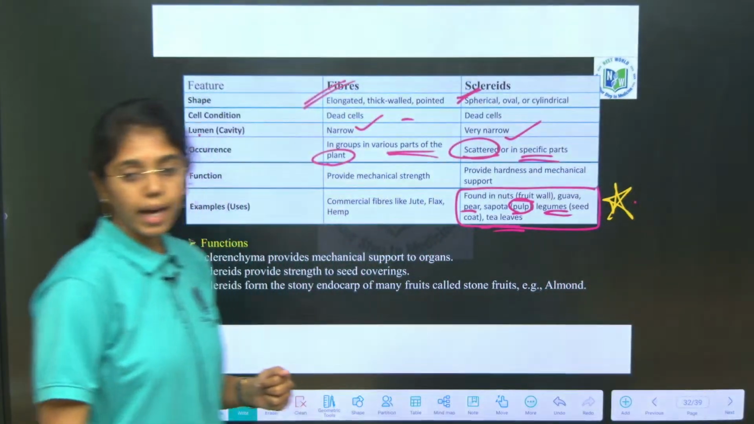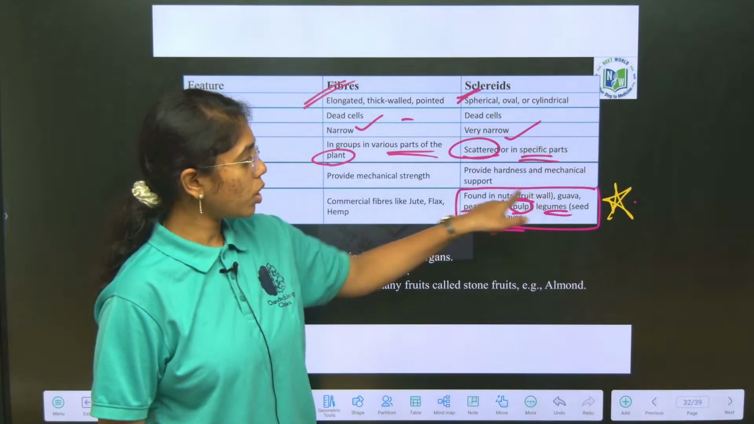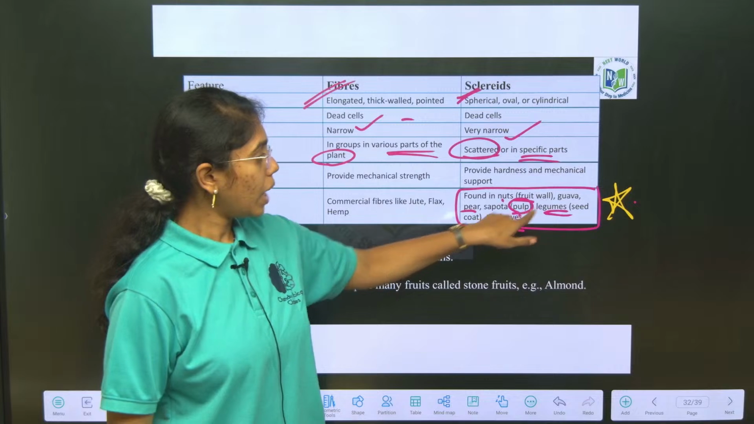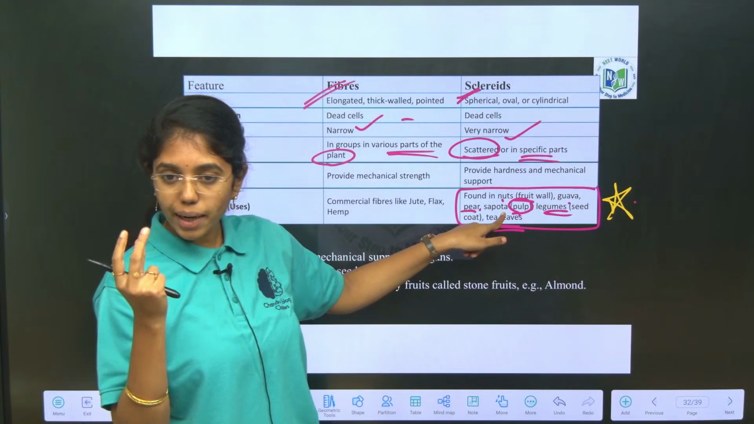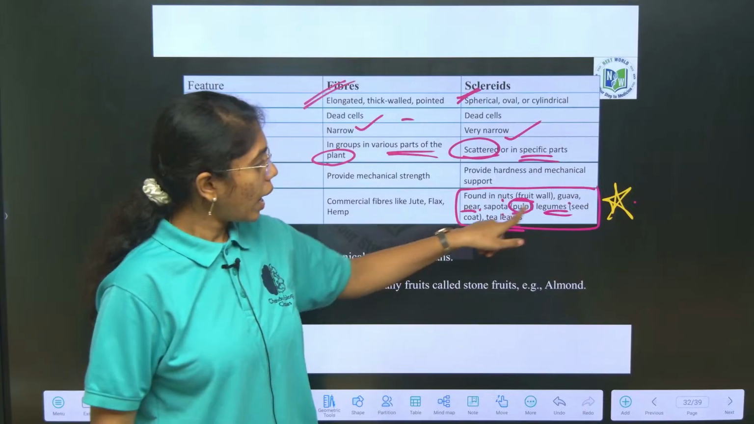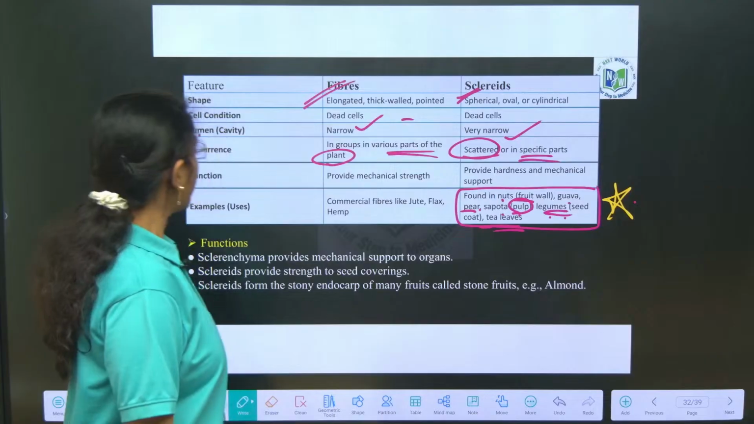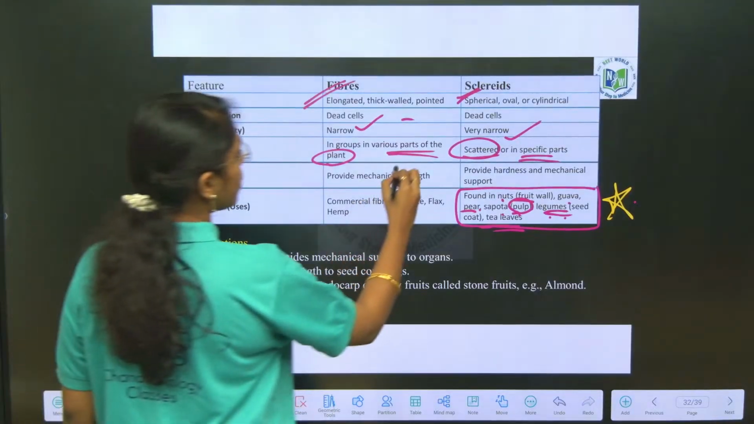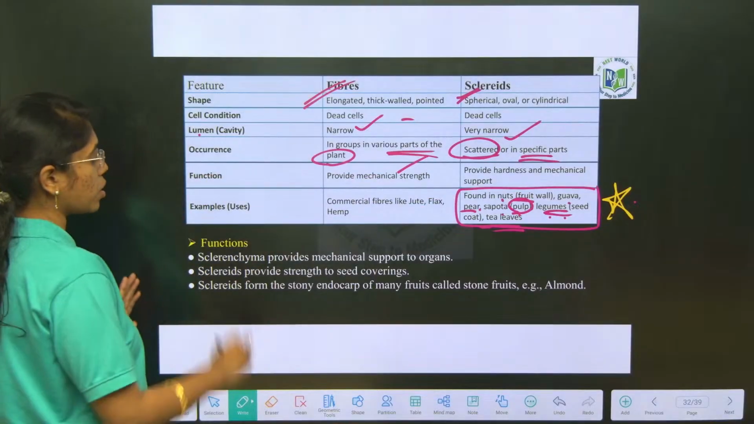Where is scleroid actually present? Nuts, fruit walls of nuts, pulp of guava, pear and sapota. Because of that only you can feel the brittle nature of these fruits, and then seed coat of legumes and then tea leaves. Okay. Functions, if you see, mechanical support. Both give hardness and mechanical support.